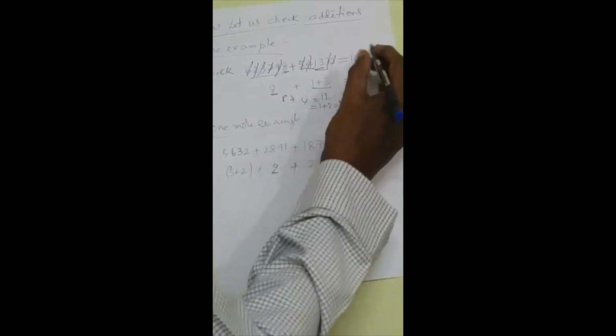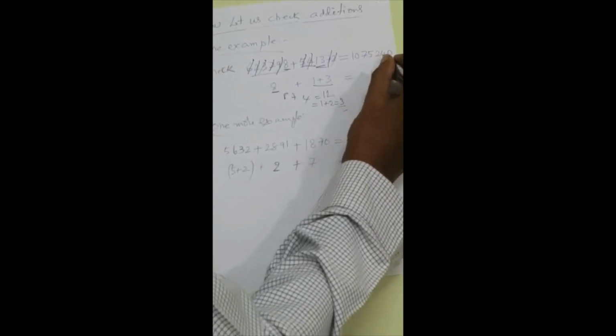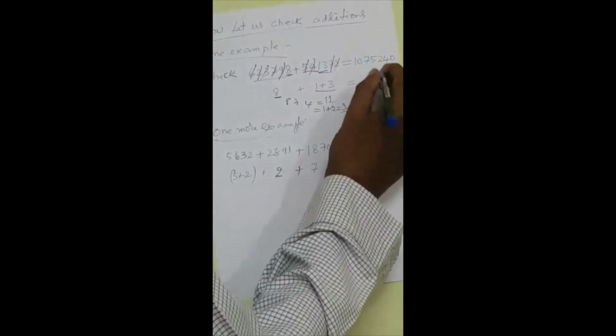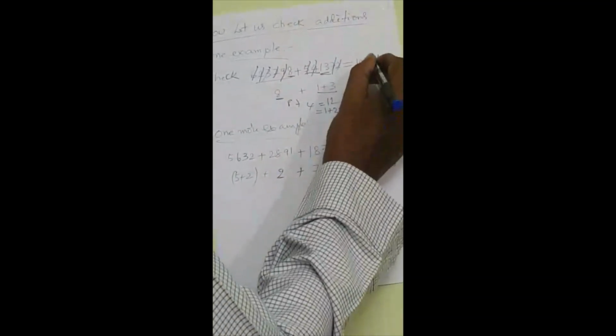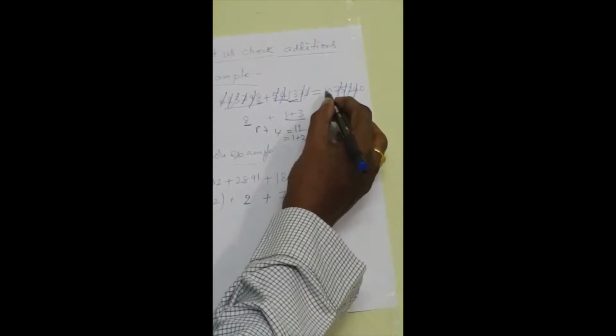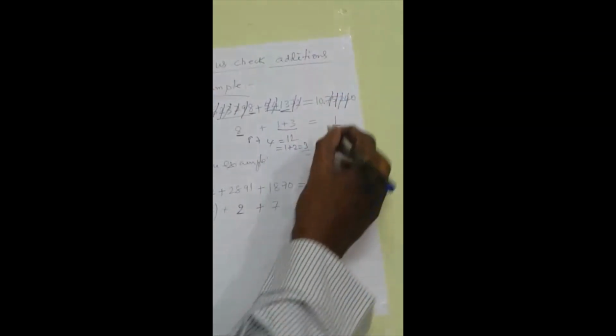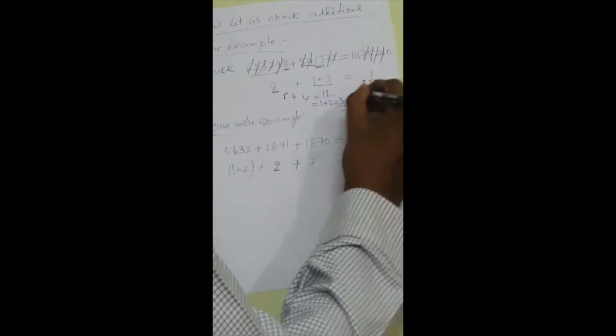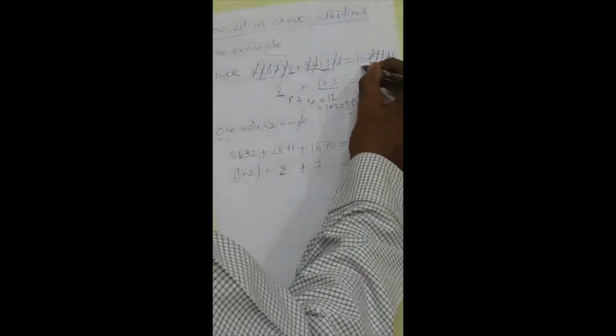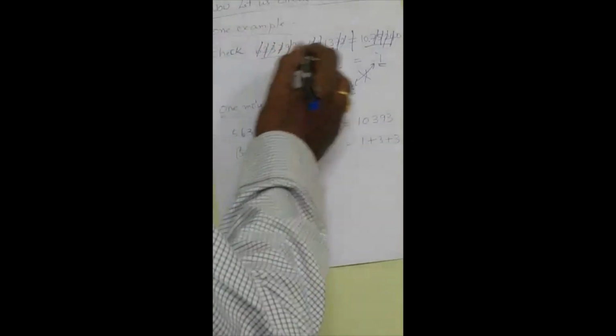So then the right hand side answer is 1075240. Here you can cancel 5 and 4, that is 9. So 7 and 2, 9. Cancel. So you are left with 1, 0, 0. That is 1 plus 0 plus 0 is 1. So here you got 1. So 3 is not equal to 1. So this answer is not correct. So left side added together is not equal to this side.